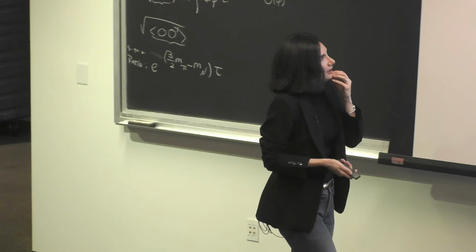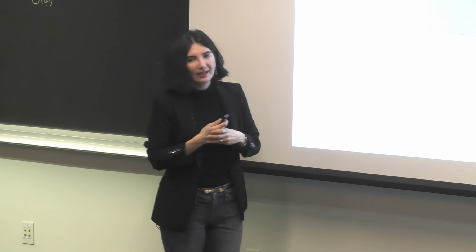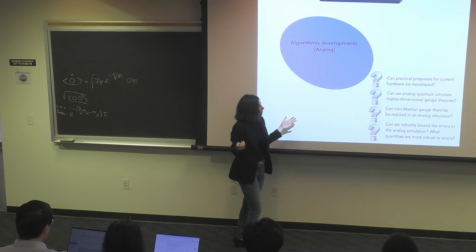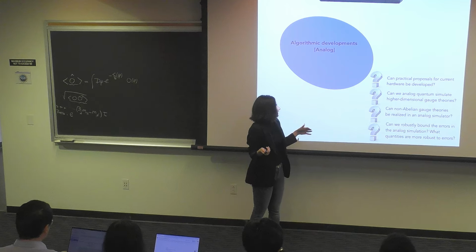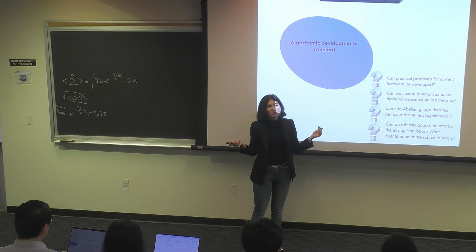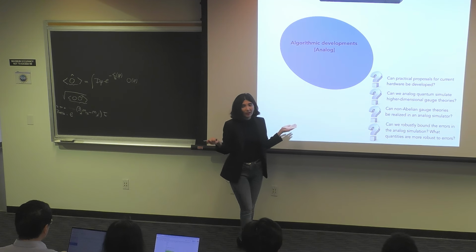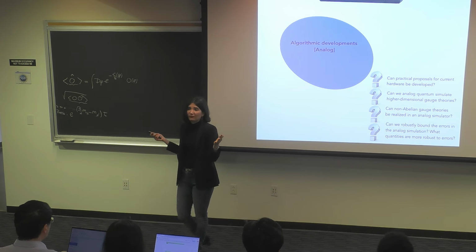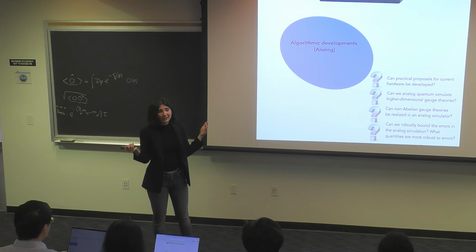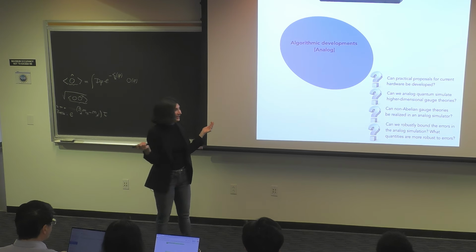So, algorithmic development and the analog side. Ken told you a bit more about analog quantum simulation. This is also pretty exciting. We need to understand practical proposals for current hardware, and whether we can do analog quantum simulation of these gauge theories in higher dimensions. There is a lot of really nice work on analog quantum simulations of, for example, one-dimensional theories. Not a lot is happening for two dimensions, and eventually we want to go to three dimensions.